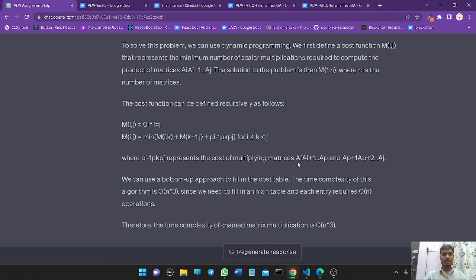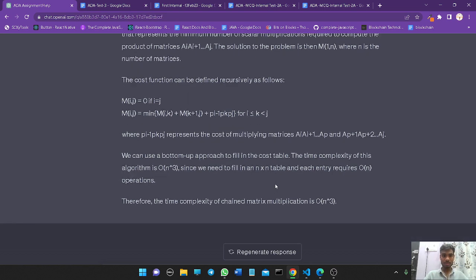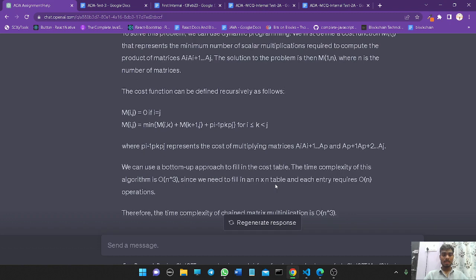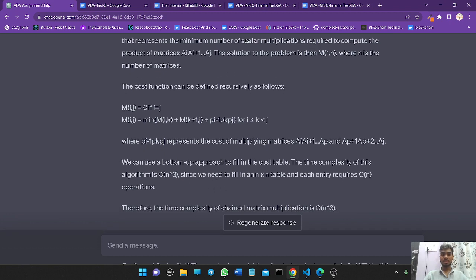Here p of i minus 1, p k, p j represent the cost of multiplying the matrices. We can use the bottom-up approach to fill the cost table, and the time complexity of the algorithm is order of n cubed. Therefore, that's it. Thank you.